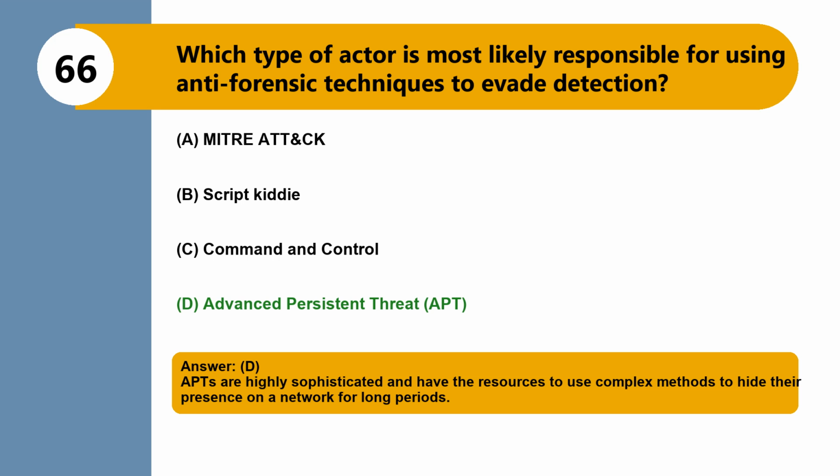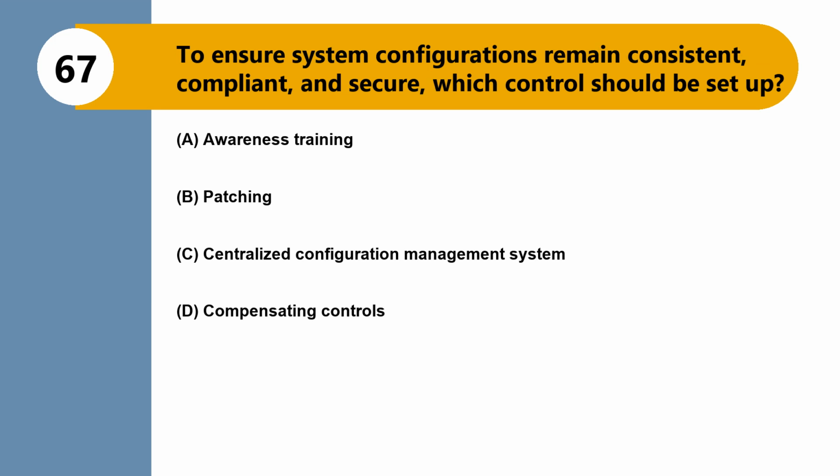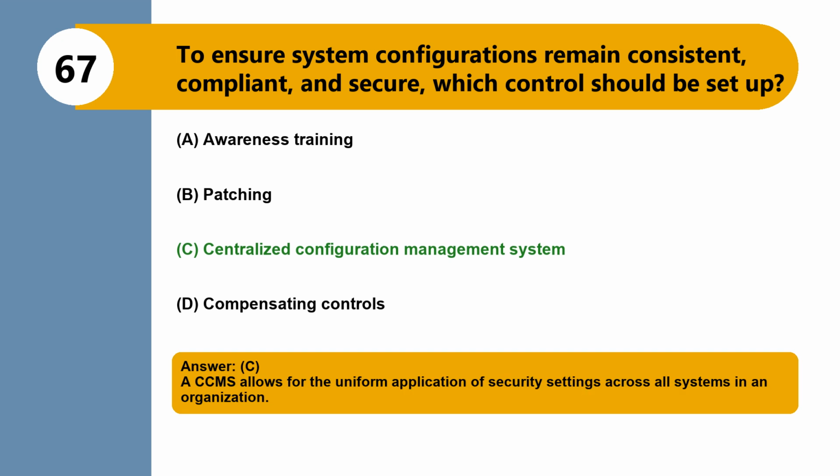long periods. Question 67. To ensure system configurations remain consistent, compliant, and secure, which controls should be set up? Option A, awareness training. Option B, patching. Option C, centralized configuration management system. Option D, compensating controls. The correct answer is option C, centralized configuration management system. A CCMS allows for the uniform application of security settings across all systems in an organization.